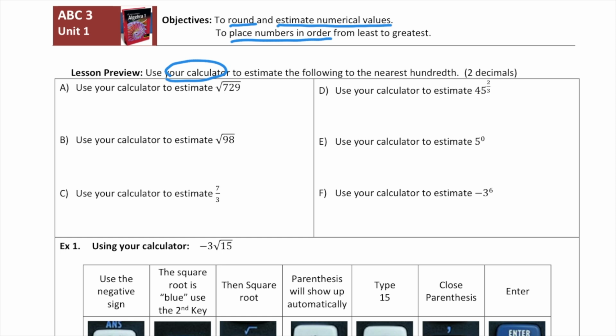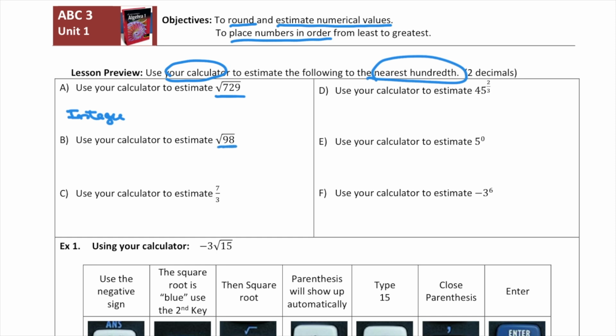So I would like you to enter the square root of 729 into your calculator, and we are going to round answers to the nearest hundredth. Now, in this particular problem, you will get an integer value. An integer is a positive or negative whole number.